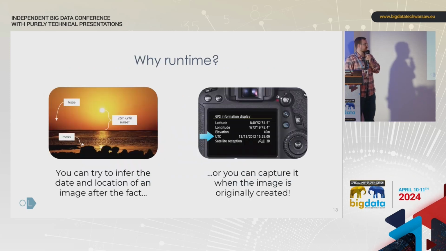So why does OpenLineage process data in runtime? So basically, you can look at this beautiful photo and try to imagine that, yeah, this is like close to sunset.